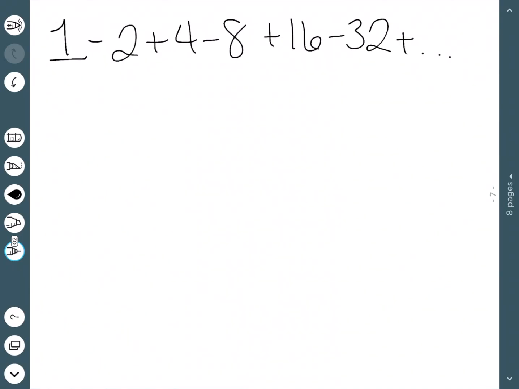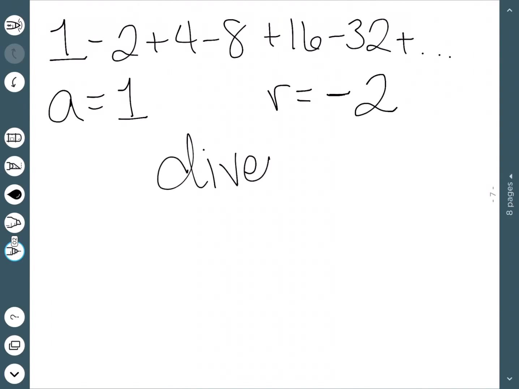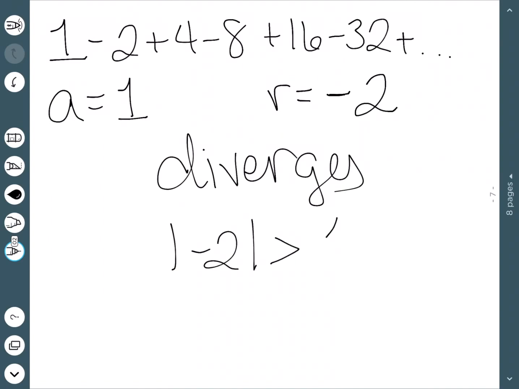What about this one? Well, a is the first term, which is 1, and r is what we multiply by each time. We're changing sign each time, so we're going to be multiplying by a negative 2. And this is going to diverge because the absolute value of negative 2 is bigger than 1.